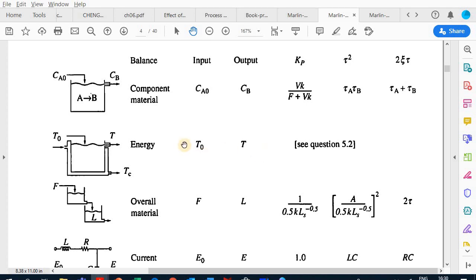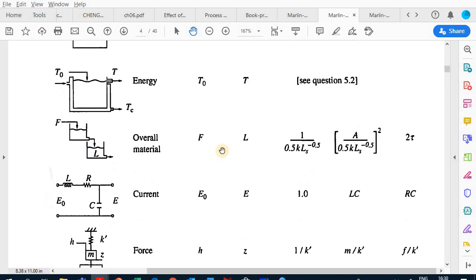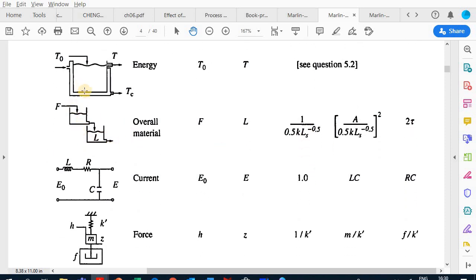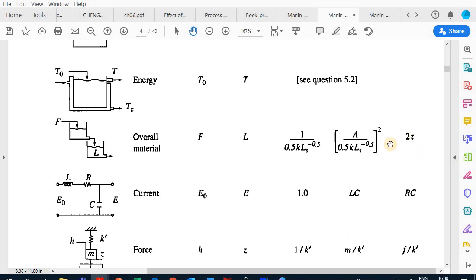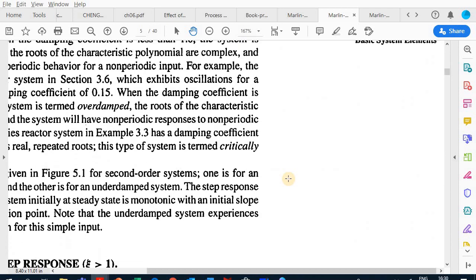Energy balance. Of course, we know T is a function of T naught. And what else did we say? We also said that if we have two tanks in series, you're going to have a second order process. And of course, I will need my overall material balance for both of them, so that I can get my dH by dt, and we are going to multiply the transfer functions of both to get the second order, and this is what you will get. You will get tau plus tau, in this case 2 tau, because you're going to have two tanks with the same area and so on. Okay, great. So this is what we have.